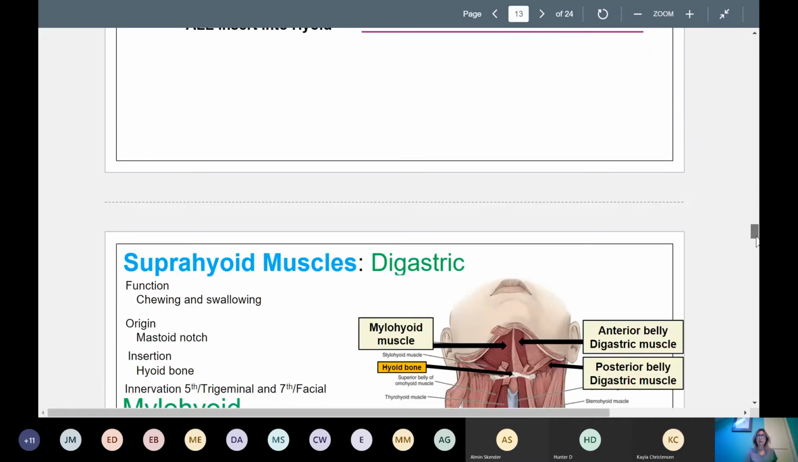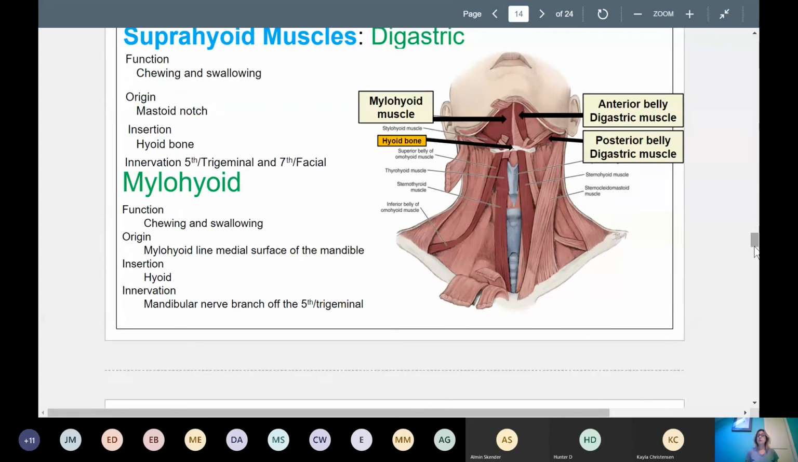Your suprahyoid muscles, you've got 4 of them. The digastric is for chewing and swallowing. Its origin is the mastoid notch, so it's going to be right here. And its insertion is going to be the hyoid bone, because they're all going to insert into the hyoid bone. So it's going to run from here down to the hyoid bone. The digastric is innervated by the combination of the 5th or trigeminal and the 7th. So it combines both of those.